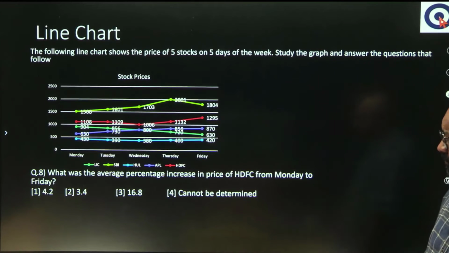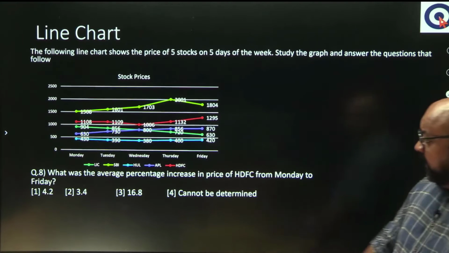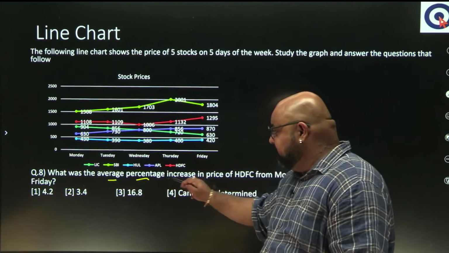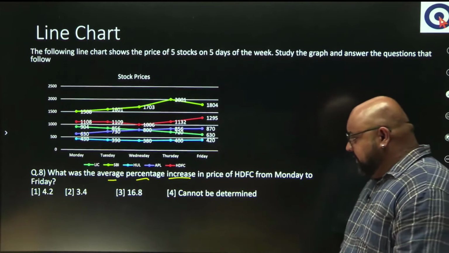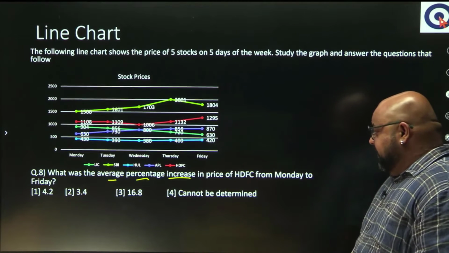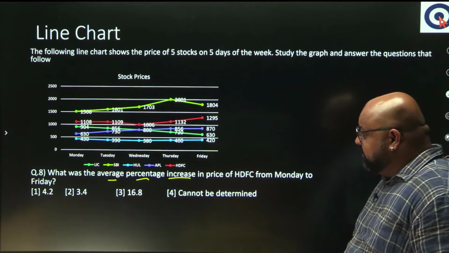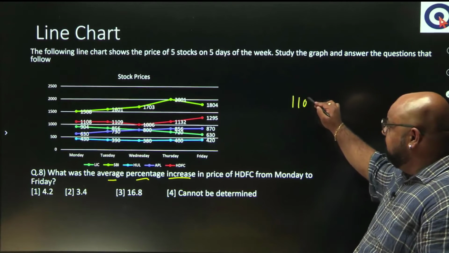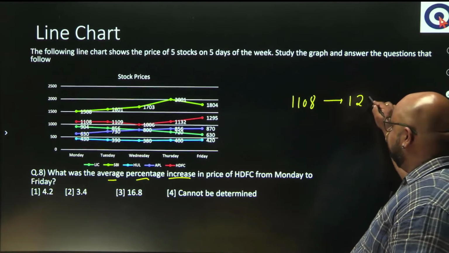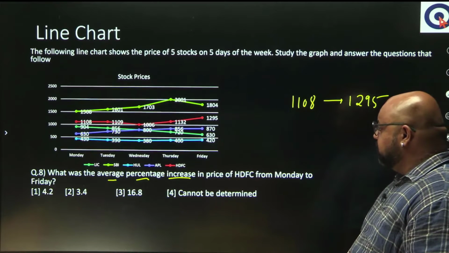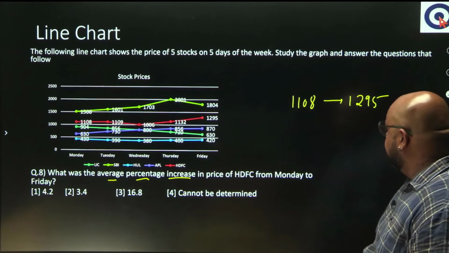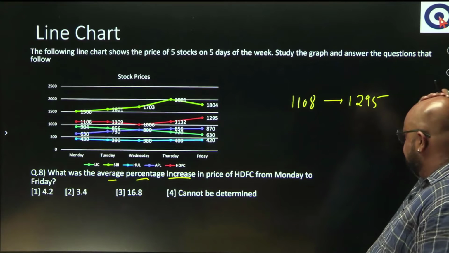Question 8 then. What was the average percentage increase in price of HDFC from Monday to Friday? Average percentage increase. Because it does not say whether it is compound or simple, we'll assume it to be simple in cases where it is not mentioned. HDFC Monday to Friday. HDFC on Monday was 1108. On Friday it was 1295. So total growth rate should be approximately 16.8. Okay, let's try to find out the exact value.